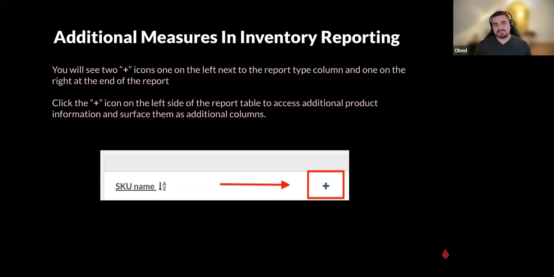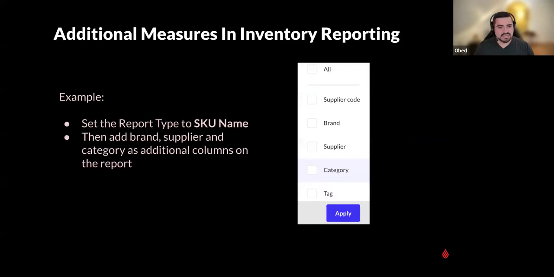And then once you have your inventory report created, you do have additional measures that you can add into your report. And I'll go over them quickly, but you'll see two options of this plus sign here on your reports. One will be on the left side, one on the right side. So the first one is you'll be able to add additional information into your reporting. So if you're running a report, for example, by specific SKU names or products, but you also want to see what kind of brands they are or the tags that they're using, you can click the plus sign and you'll be able to add the supplier code, the brand, the tags, everything like that.